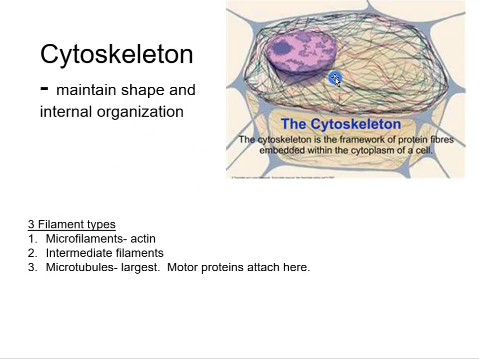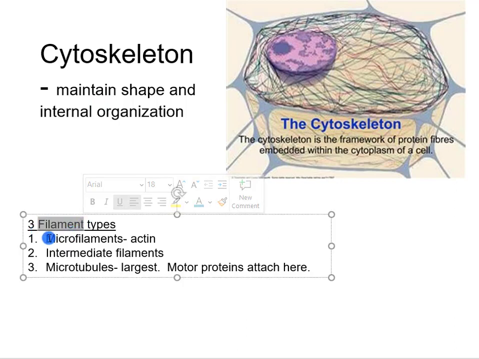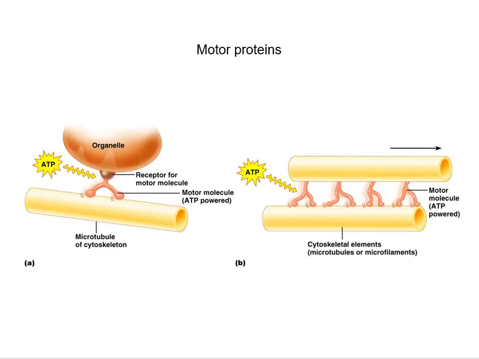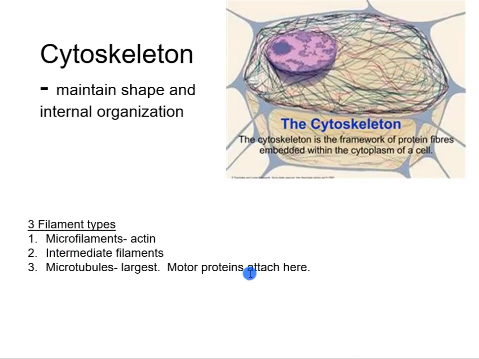So the three protein fiber types, or filament types, we're going to refer to these as filament, which is just a protein fiber in this context. And these are microfilament, intermediate filament, and microtubules. And so these go from smallest to largest. And so when we look at these, you can see that these are microtubules, and these are more microtubules. And it says here, the motor proteins attached here.